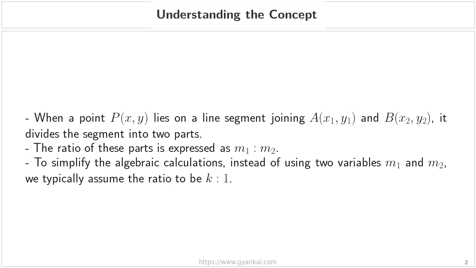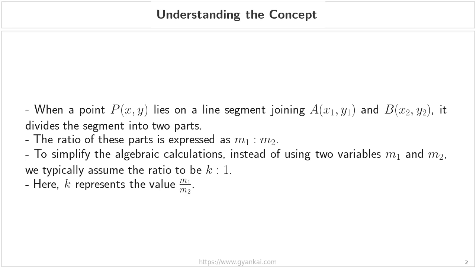Instead of juggling two different variables, m1 and m2, we use a clever algebraic shortcut. We assume the ratio is simply k, 1. In this setup, the letter k actually represents the fraction m1 divided by m2. By using this single variable, k, we significantly reduce the complexity of our equations.